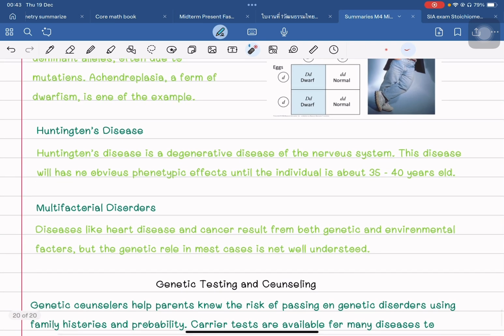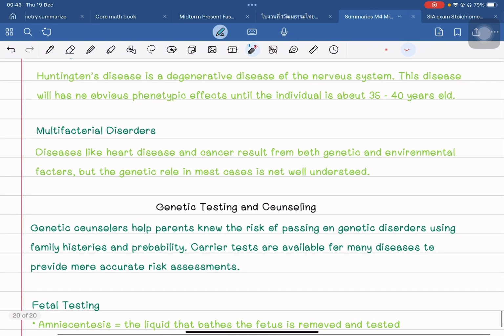Next one is Huntington's disease. It is a degenerative disease of the nervous system. This disease will have no obvious phenotypic effect until the individual is about 35 to 40 years old.